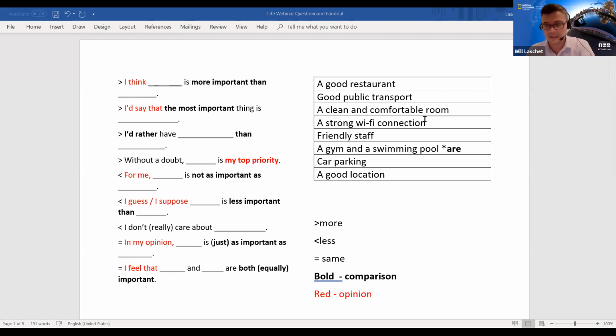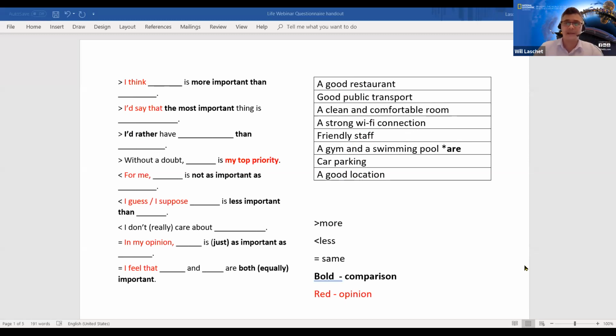So what I'm going to ask you to do now, using the things in the box here, I would like you to type into the chat box a sentence comparing two of these things, or maybe picking the most important or least important thing for you, and please write that sentence into the chat box for me.